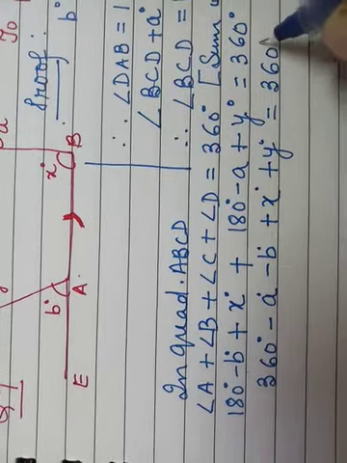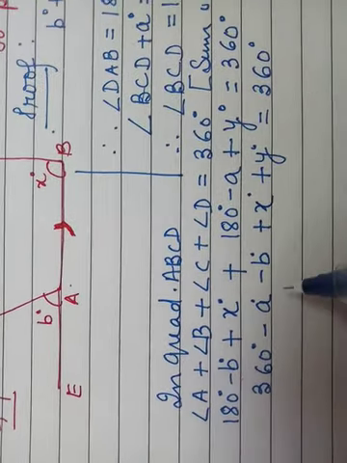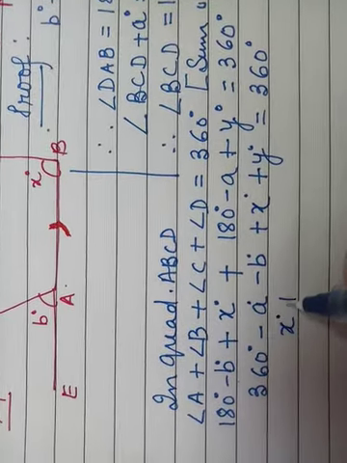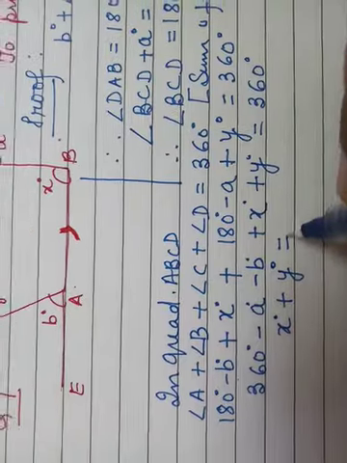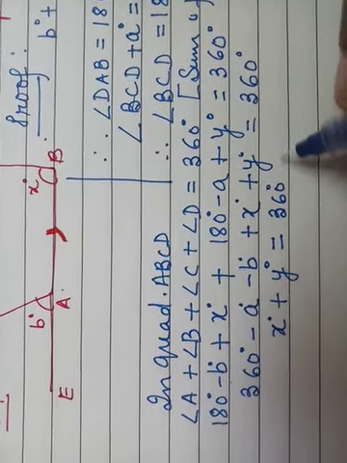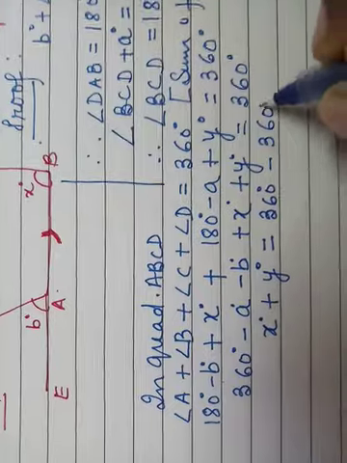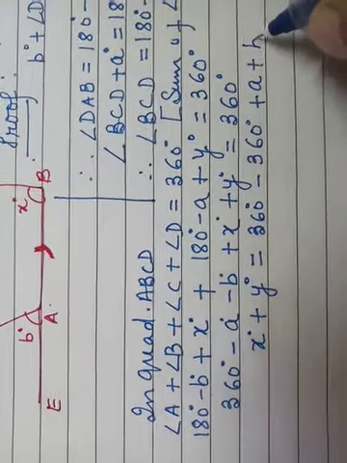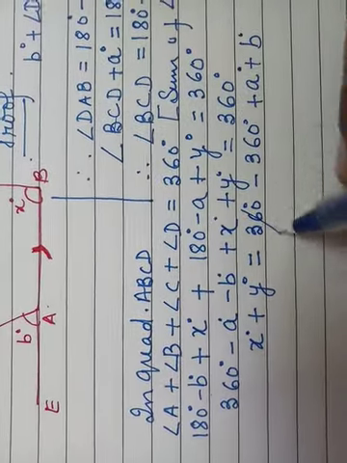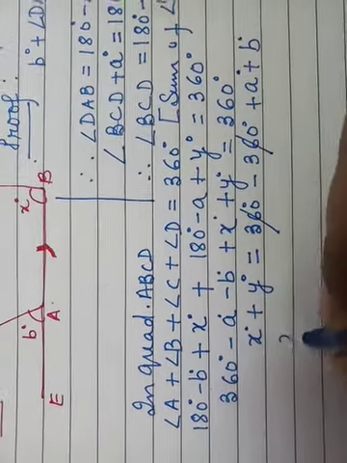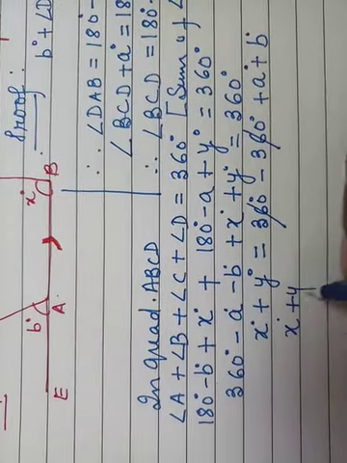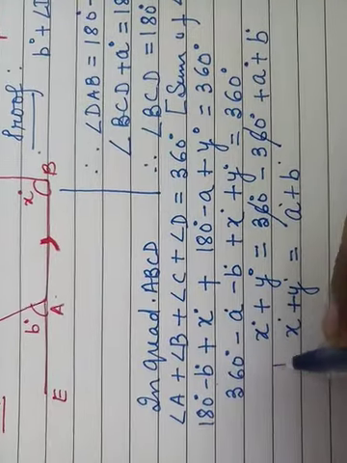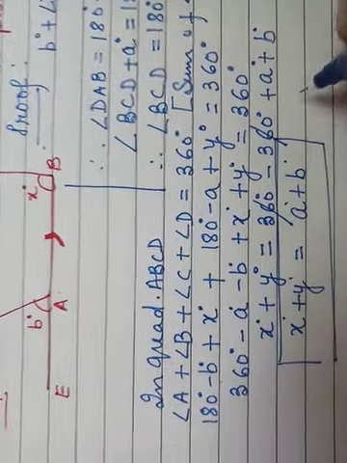Now we transpose 360 and minus A and minus B to the right side, and we keep x and y on the left side. So what will you get? 360 minus 360, this minus A on that side will become plus A, and this will become plus B. So this way 360 gets cancelled. We are left with x degrees plus y degrees is equal to a degrees plus b degrees. This we were supposed to prove.